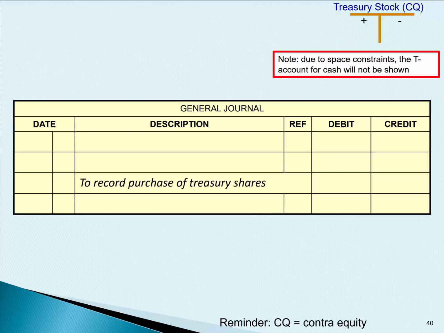Now I'm going to demonstrate some treasury stock transactions and how to journalize them. Up here, I've got the T account for treasury stock. Remember, treasury stock is a contra equity account. Therefore, its plus sign is on the opposite side of equity accounts. And we're going to keep track of the treasury stock in the T account visually, because we need to keep track of its cost in case we sell it at a price above or below the cost. And then due to space constraints, we're not going to show the T account for cash.